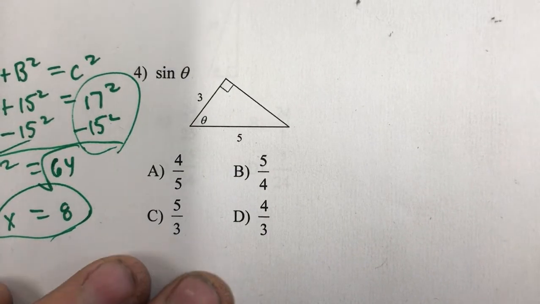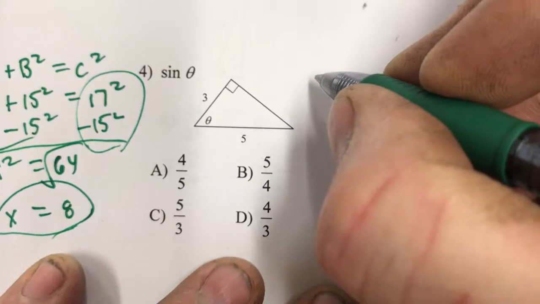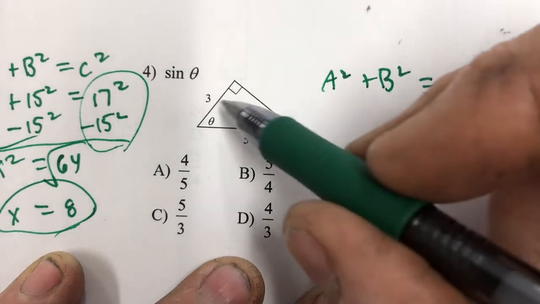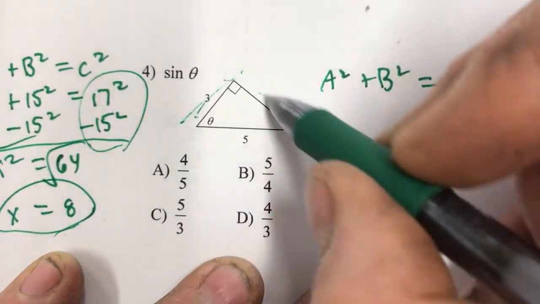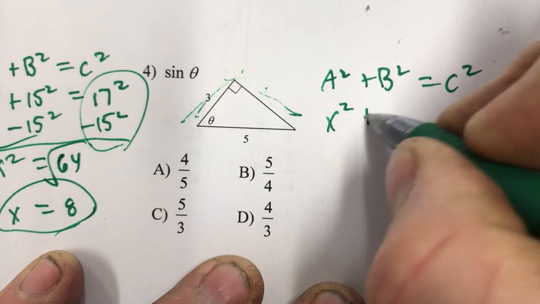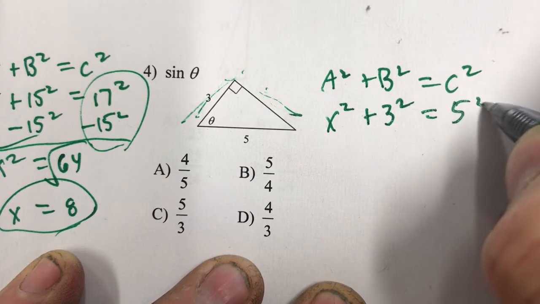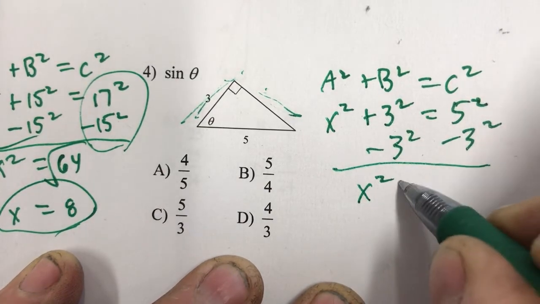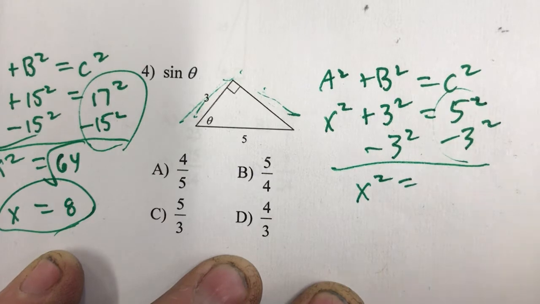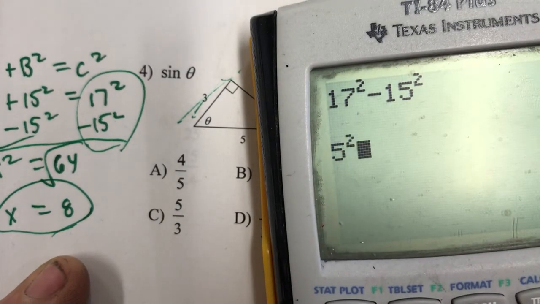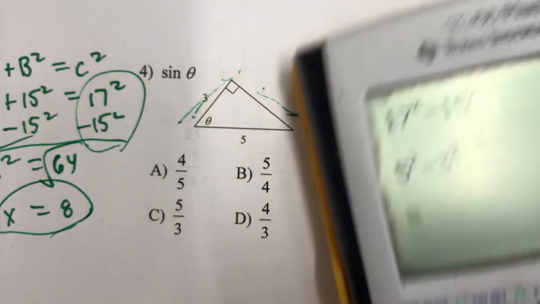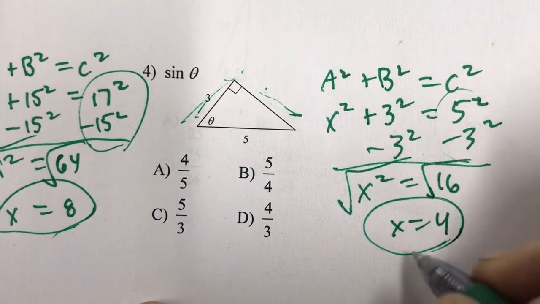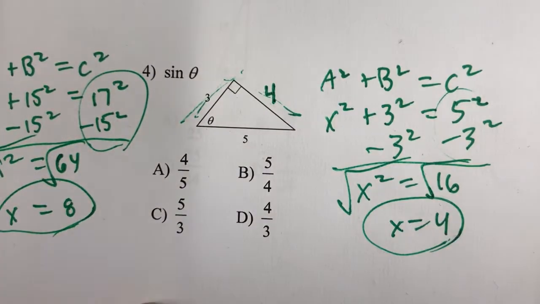What about this one now? We've got a missing side here. So a squared plus b squared equals c squared. My two legs are these two. I don't know this one, so x squared plus 3 squared equals 5 squared. So I minus 3 squared. X squared equals, all right, I can do that now. 5 squared minus 3 squared. That's 16. So now I can square root both sides, and there you go, x is 4. Square root of 16 is 4. So this missing side is 4.